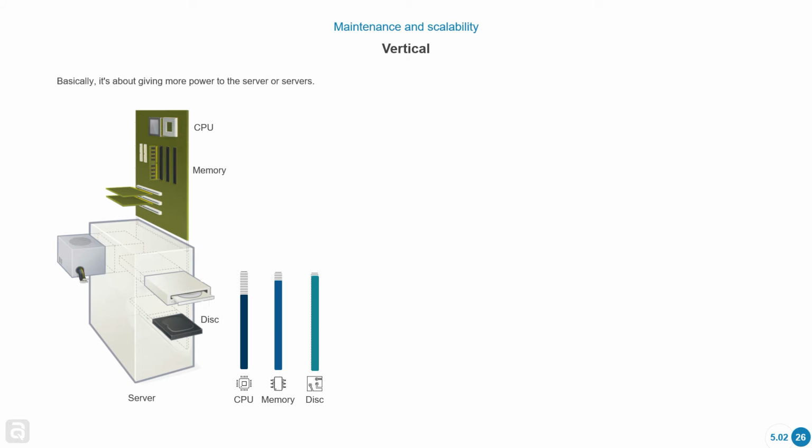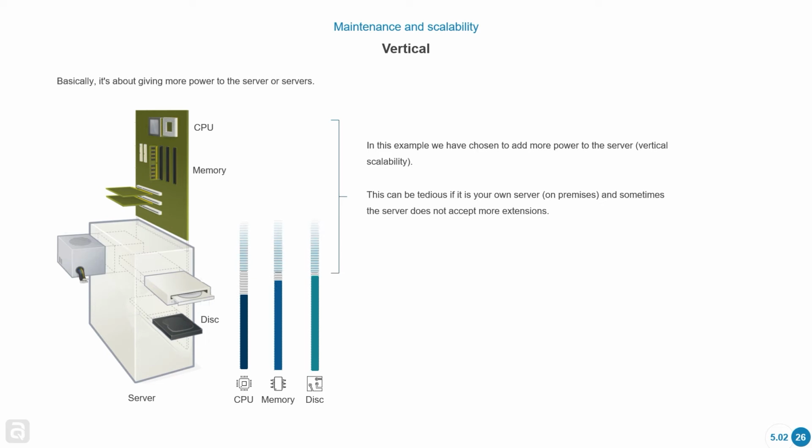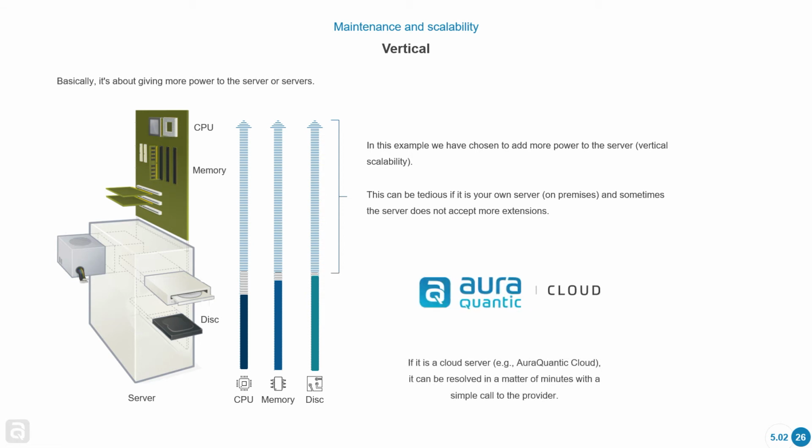Let's have a look now at the vertical scalability. Basically, it's about giving more power to the server or servers. In this example, we have chosen to add more power to the server. Vertical scalability can be tedious if it's your own server on premises, and sometimes the server does not accept more extensions. If, on the other hand, it is a cloud server, or Quantic Cloud, it can be resolved in a matter of minutes with a simple call to the provider.